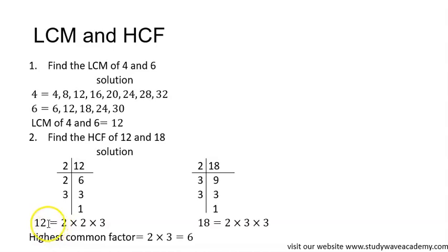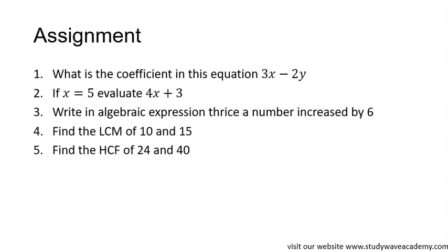So the factors of 12 are 2 times 2 times 3, which will give you 12, and the factors of 18 are 2 times 3 times 3, which will give you 18. Now you pick like terms, you collect the like terms. Here we have 2 times 3 and we also have 2 times 3 here. So the highest common factor is 2 times 3, and 2 times 3 is going to give you 6. So the highest common factor between 12 and 18 is 6. Do you understand? Okay, so I hope you understood everything we talked about in today's lesson on variables and expressions. Okay, that is good.